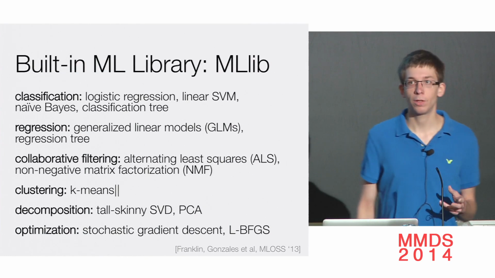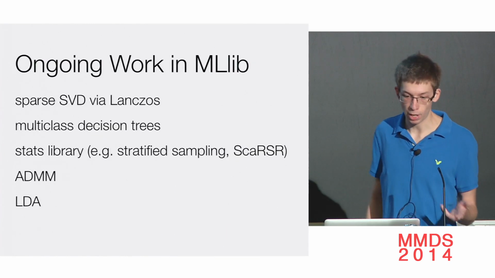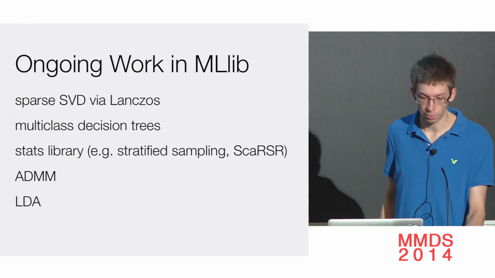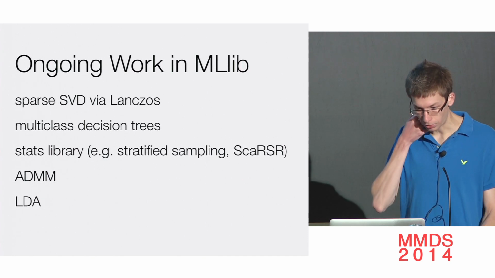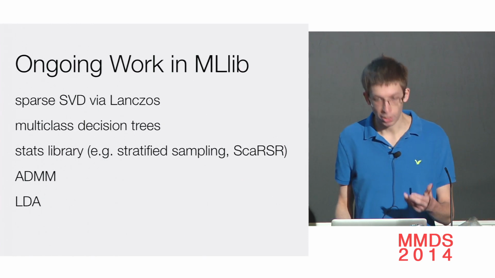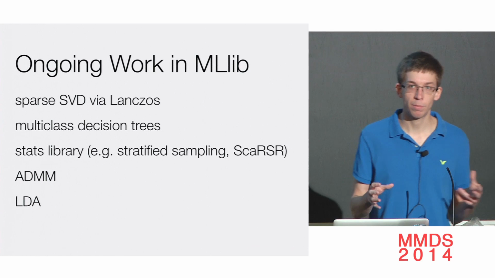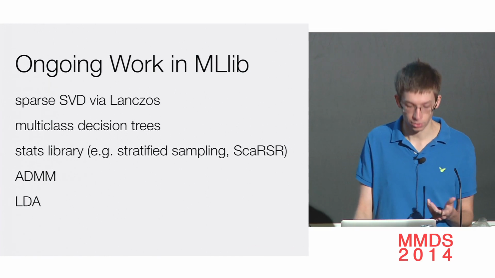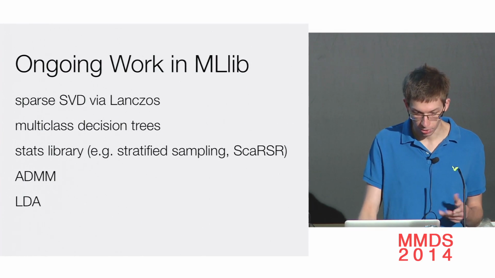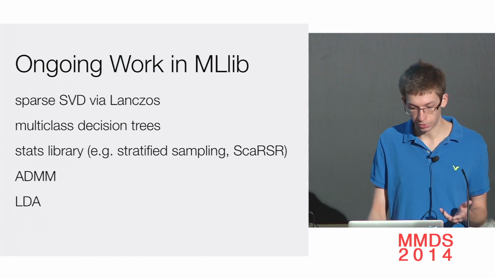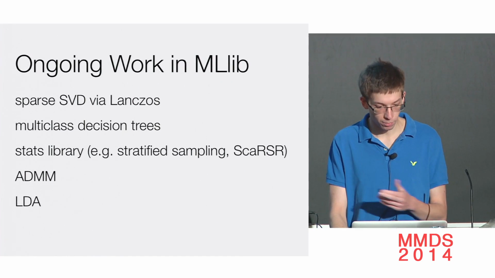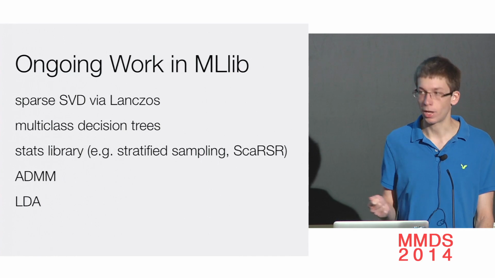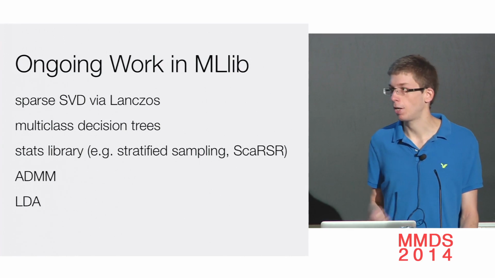In MLlib, there's actually also a lot of activity happening now. I mentioned earlier, I didn't go through all of them, but I showed some of the ones we have. Some of the things coming are sparse SVD for square matrices, which is a pretty efficient implementation that's being contributed by someone from Twitter. Multi-class decision tree, a statistics library. We're trying to use some of the more recently proposed algorithms for things like sampling, ADMM, and LDA.